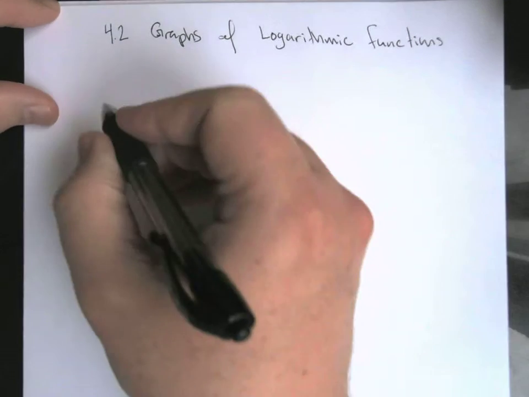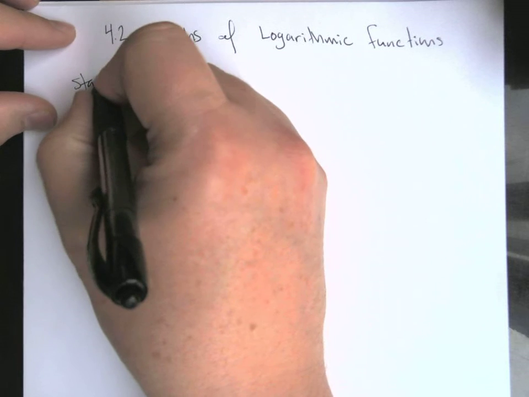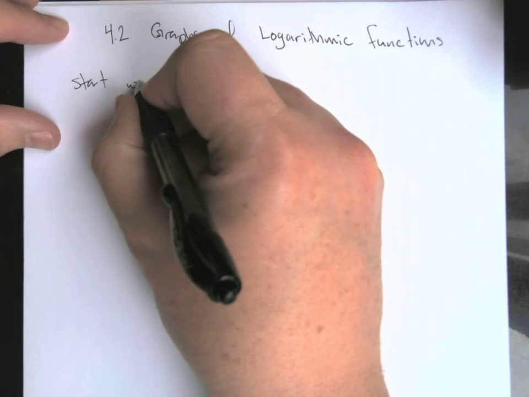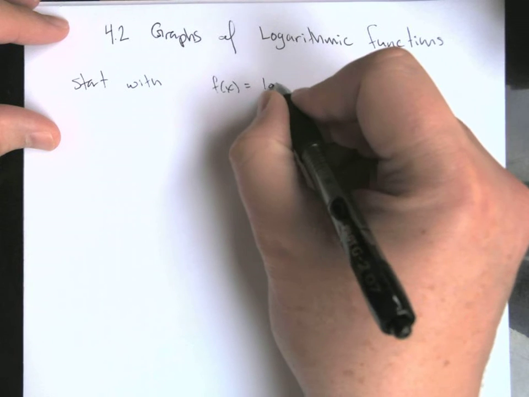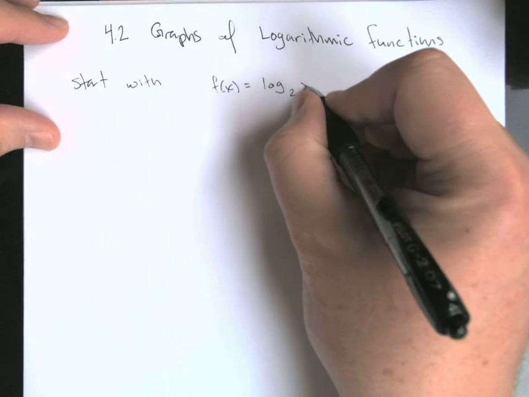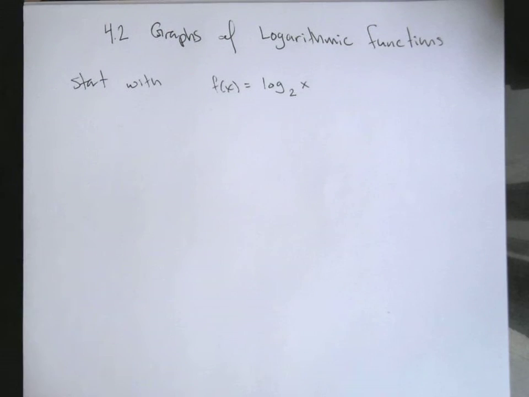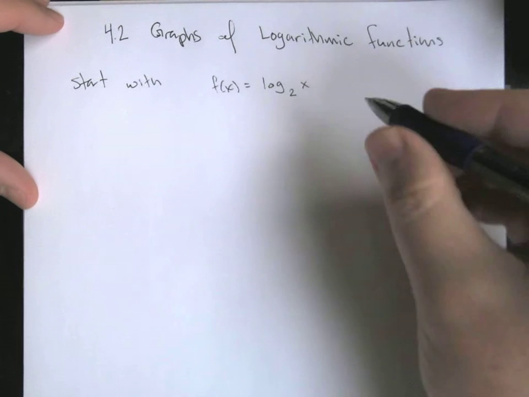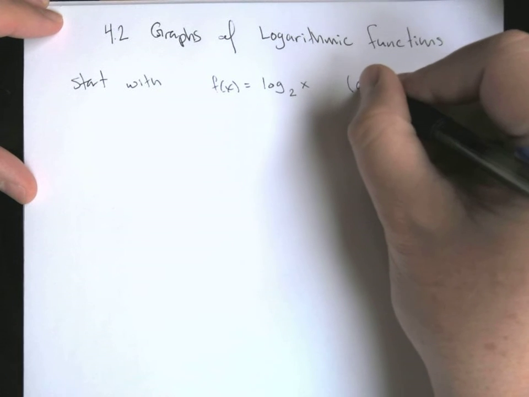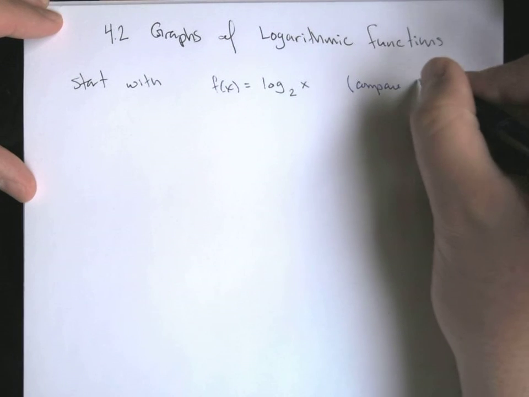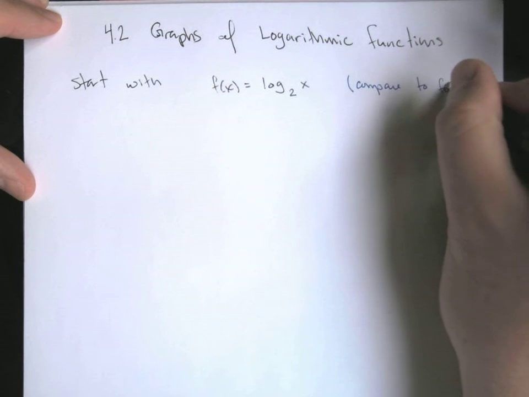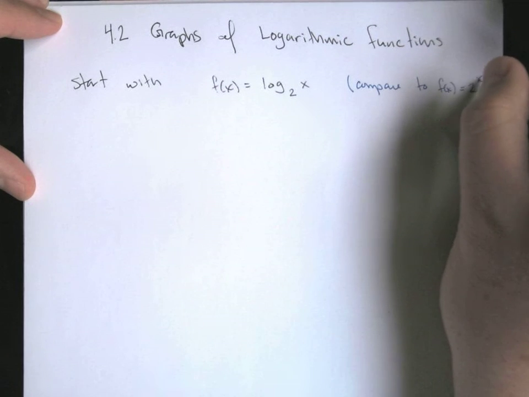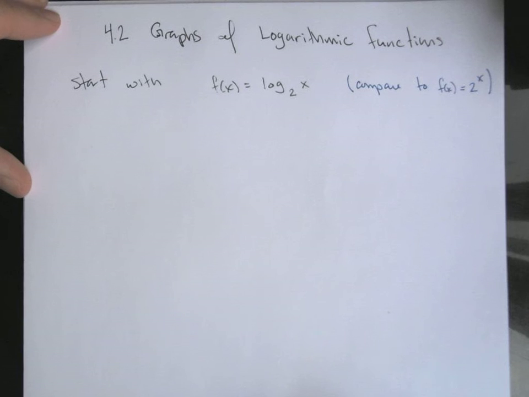Let's actually start with the very particular. Let's do f of x is log base 2 of x. And as we go through this, we're going to at least sort of mentally compare this to f of x equals the exponential function 2 to the x.